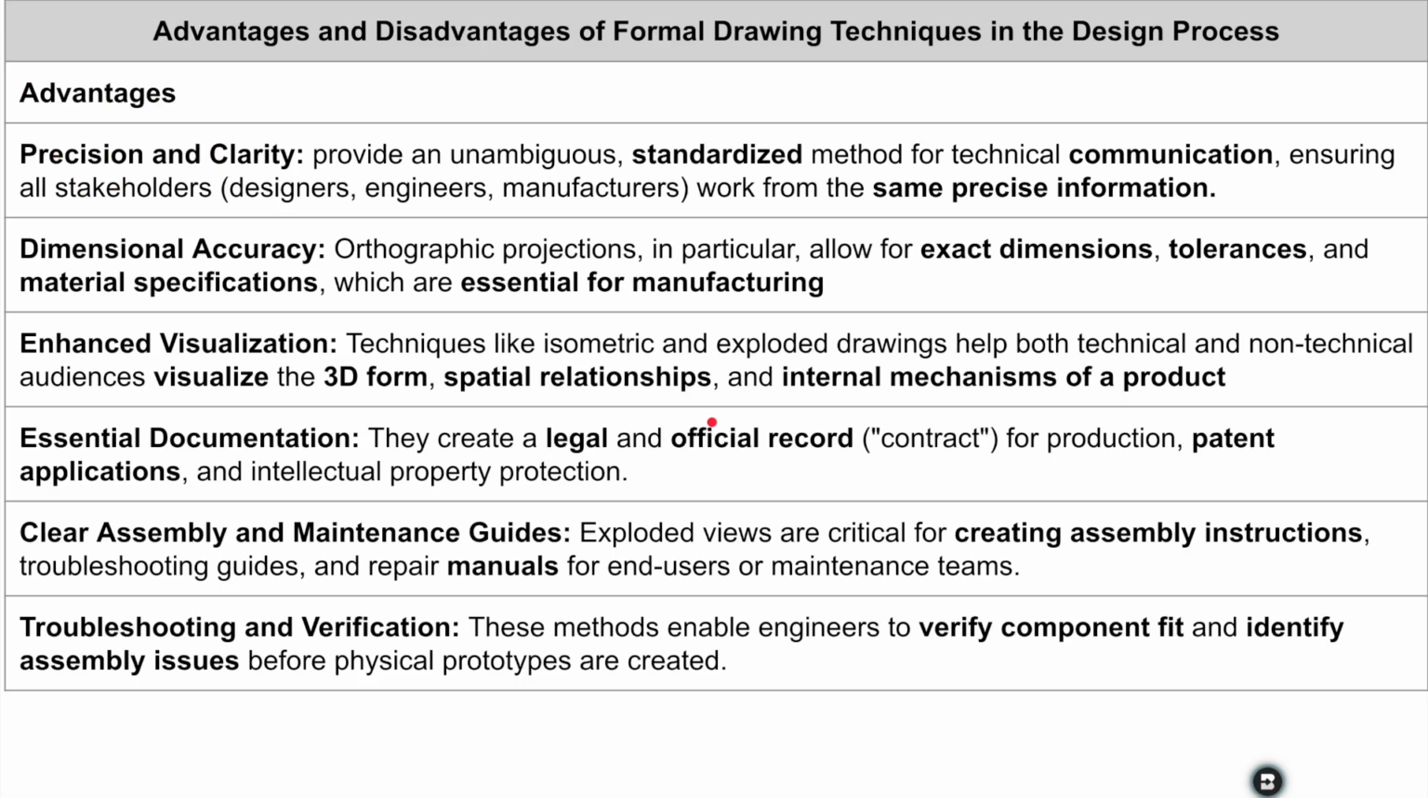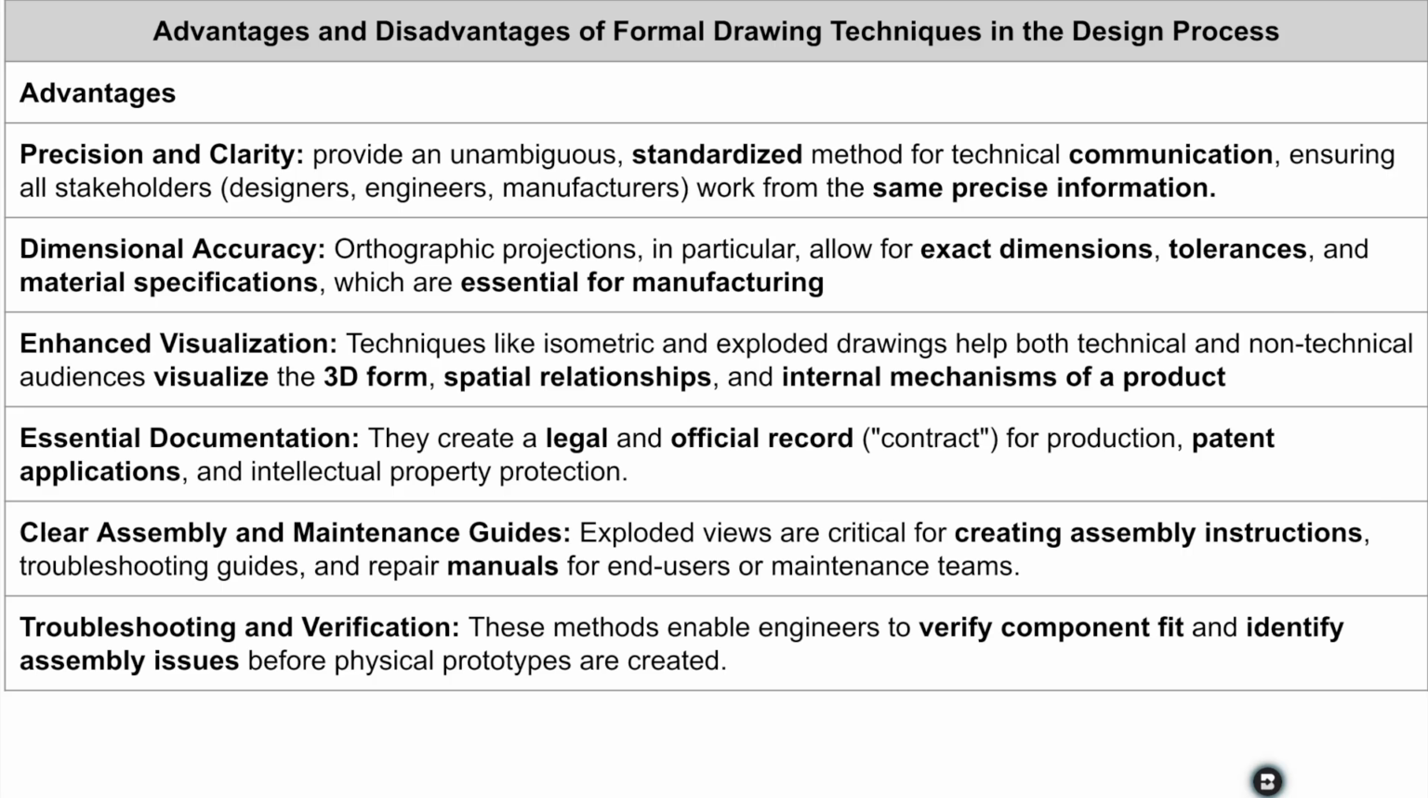Now, what are the advantages and disadvantages of formal drawing techniques? Some advantages are they have a lot of precision and clarity. They are unambiguous, standardized methods for technical communication. This ensures that everybody, designers, engineers, and manufacturers, work from the same precise information. They have dimensional accuracy, so orthographic projections in particular allow for exact dimensions, tolerances, and material specifications, which are essential for manufacturing. They have advanced visualization, so techniques like isometric and exploded drawings help both technical and non-technical audiences visualize the 3D form, the spatial relationships, and the internal mechanisms of a product.